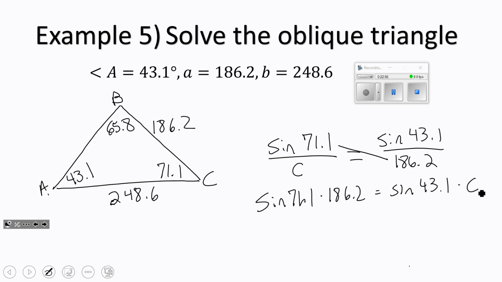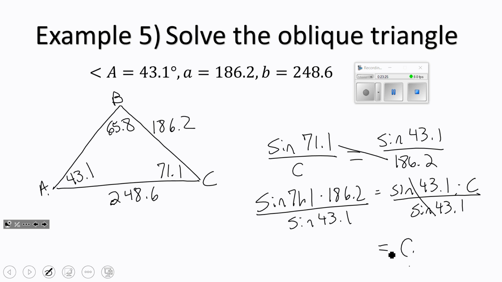Okay, so Jacob, what would I do to solve for this? How do I get C by itself? So can I just throw them over and add or subtract them? They're being multiplied, so I'm going to divide by the sine of 43.1. Very good. Okay. So those will cancel and you'll get C.